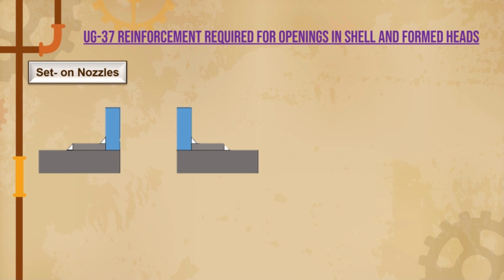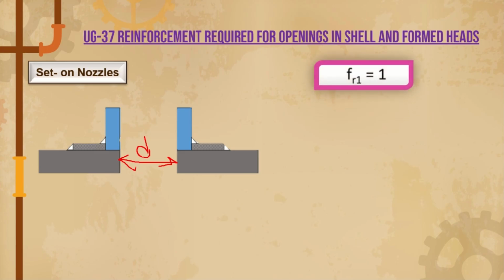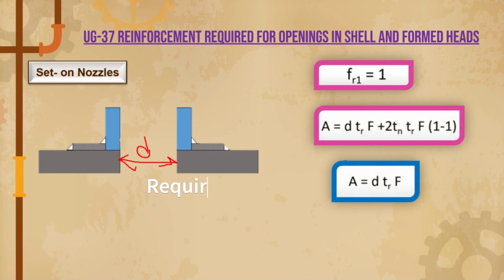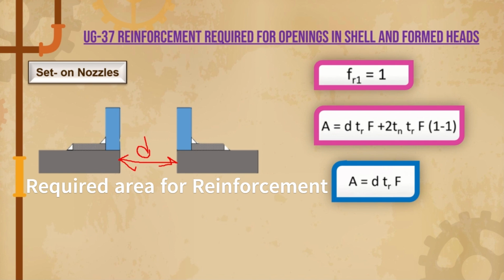In set-on nozzles, there is no nozzle coming into the area lost. You can observe here, in a set-on nozzle, the nozzle is above the shell. So there is no area coming into the opening portion. Here our D is the diameter of the opening. There is no point in considering the nozzle allowable stress in the formula, so there is no need to consider FR1. Here FR1 is equal to 1. If you put the same thing, you get A equal to D into TR into F. This is the area required for compensation for set-on nozzles.